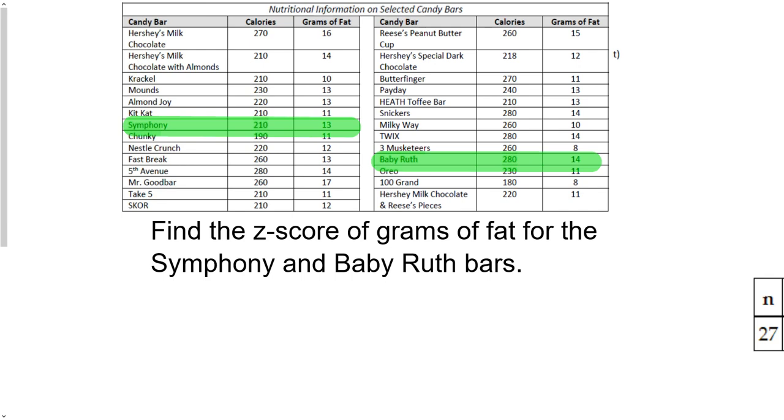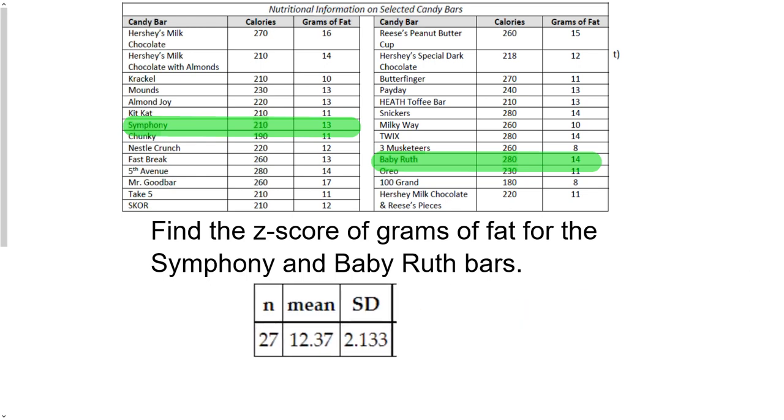Sorry about that. So here's our data about candy bars. Find the z-scores of grams of fat for both the Symphony and Baby Ruth bars. So I have those highlighted there. We're going to deal in grams of fat. So what you're going to have to do with grams of fat is go on your calculator, plug all these in, and figure out what the mean and the standard deviation is. Or, boom, I already did it for you.